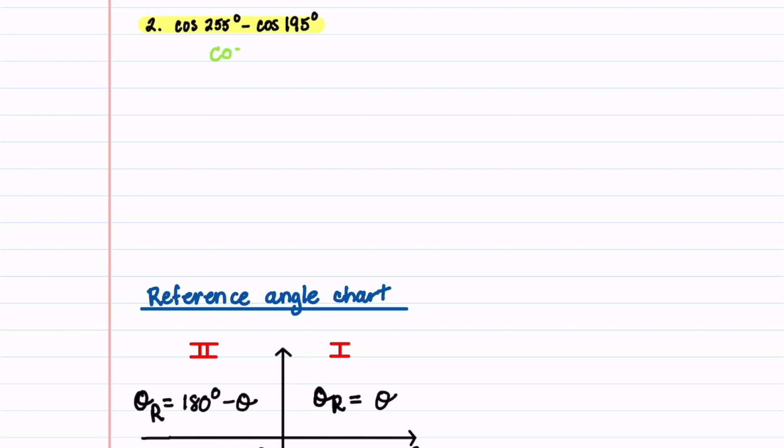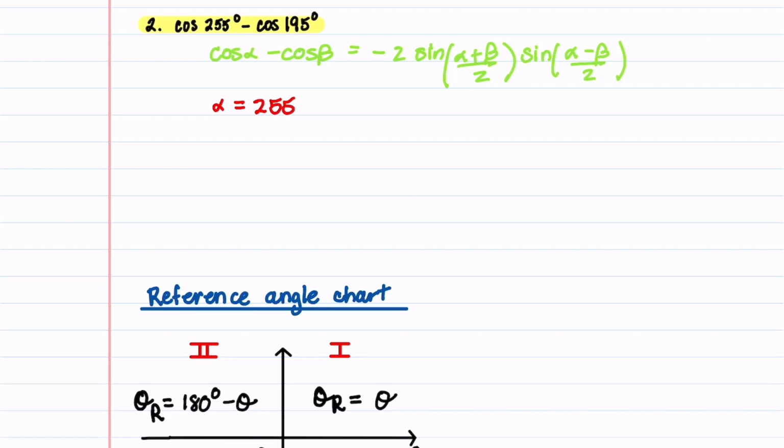We have cosine alpha minus cosine beta is equal to minus 2 sine of (alpha plus beta) divided by 2 times sine of (alpha minus beta) divided by 2. Our alpha is 255 degrees and our beta is 195 degrees. Cosine 255 degrees minus cosine 195 degrees is equal to minus 2 sine.